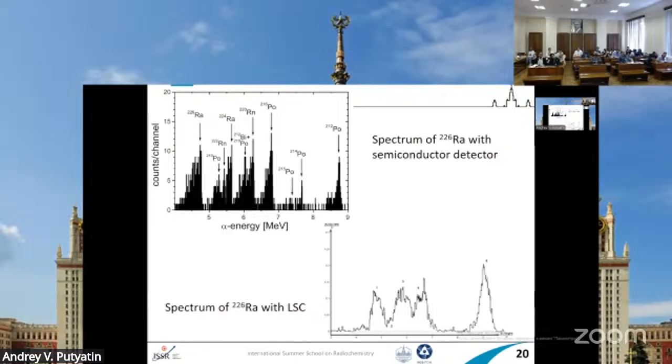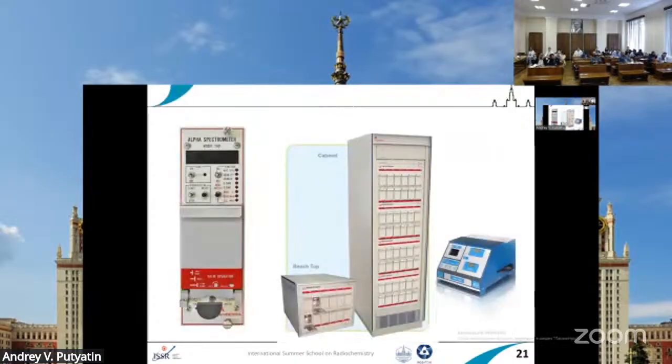So with alpha spectrometry, we can obtain a very nice spectrum with high resolution of the energy of the alpha particles, and here is a comparison of the spectrum with liquid scintillation counting. Here you can see that it is much worse. Okay, and again, these are the typical techniques and devices for alpha spectrometry.